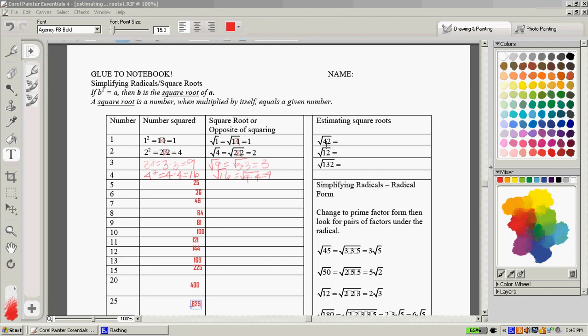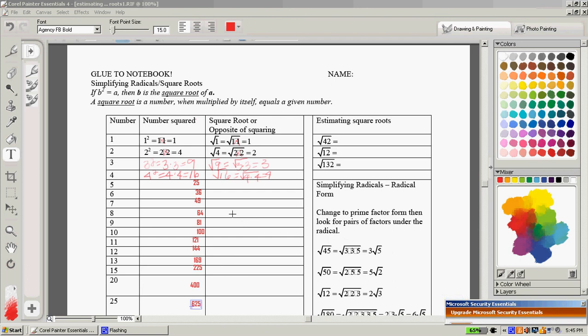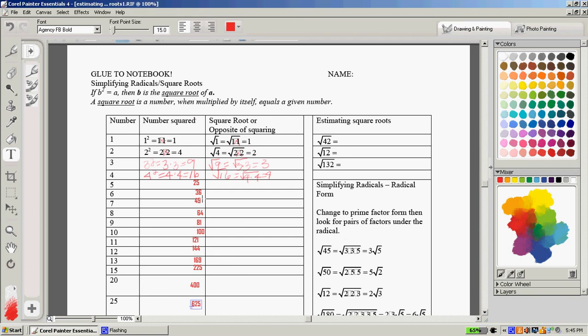Say we have the square root of 42. We go to our chart and we see that 6 squared is 36, and that 7 squared is 49, and we see that 42 is kind of in the middle. Since it's between 6 and 7, we can estimate that the square root is about 6.5.